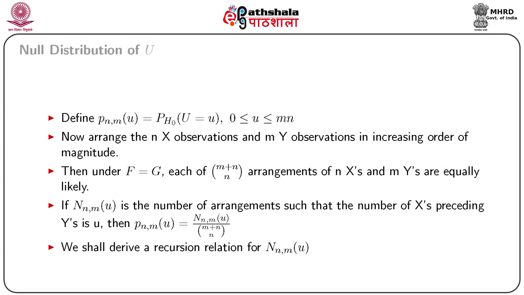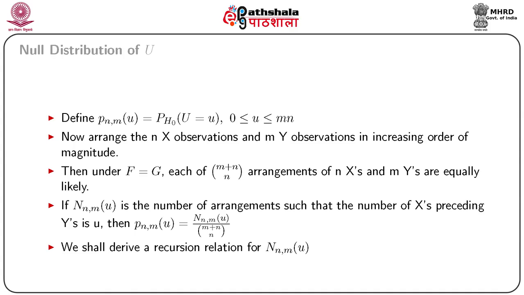Now, arrange the n x observations and m y observations in increasing order of magnitude. Then, under f equal to g, each of the (m+n choose n) arrangements of n x's and m y's is equally likely. If N_{n,m}(u) is the number of arrangements such that the number of x's preceding y's is u, then from the classical definition of probability, P_{n,m}(u) is nothing but the ratio N_{n,m}(u) divided by (m+n choose n).